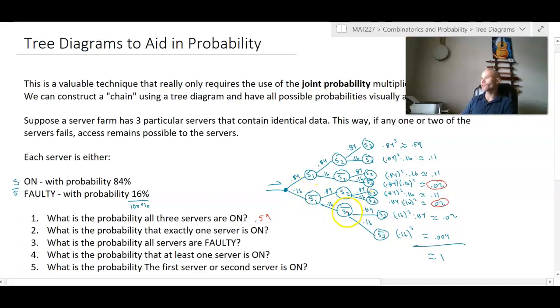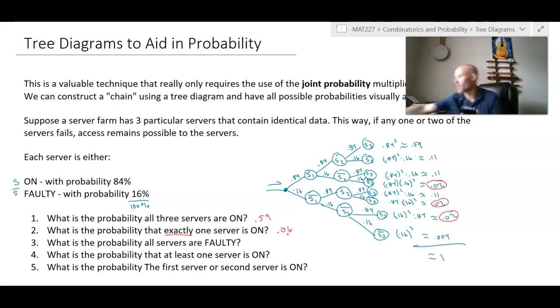Server 1 faulty, server 2 faulty, server 3 working. That's also a situation where you have exactly 1. Notice the word exactly. Exactly 1 server is on. 0.02 plus 0.02 plus 0.02. Remember, there's no overlap here. These are mutually exclusive outcomes. 0.06, 6% chance that exactly 1 server is on.